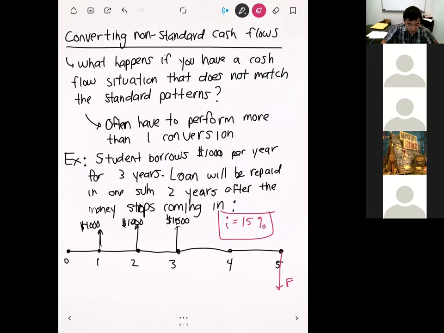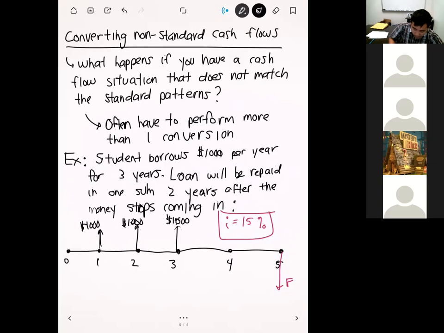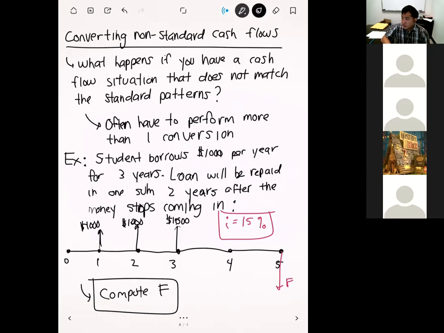All right. And so the question is, given this cash flow situation, let's compute how much the student is going to pay back in year 5. So in other words, we're going to compute F. And so that's the goal of this problem. All right. Any questions on the problem setup here?